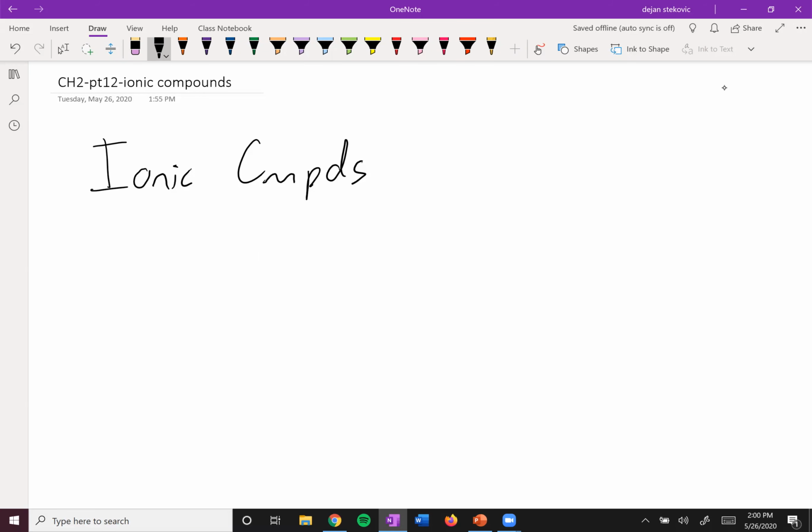All right, so previously we said that elements combine to form compounds. And what kind of compounds they form depends on the element. So the first type of compound we're going to take a look at is an ionic compound. And so an ionic compound is made out of a metal and a non-metal, or a polyatomic ion, which we'll learn about in a bit.